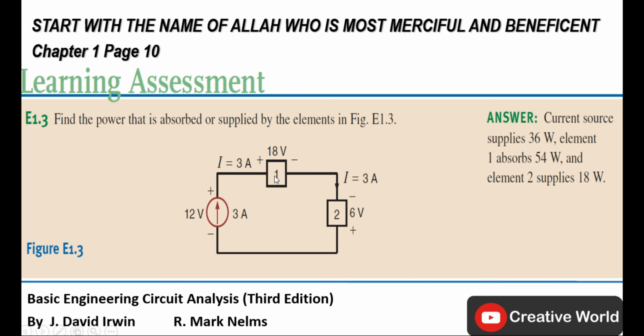The labeled element 1 has 18 volt and 3 ampere passing through it, and in the second element the voltage appearing here is 6 volt and 3 ampere. The answers are given here, so let's start solving this scenario.